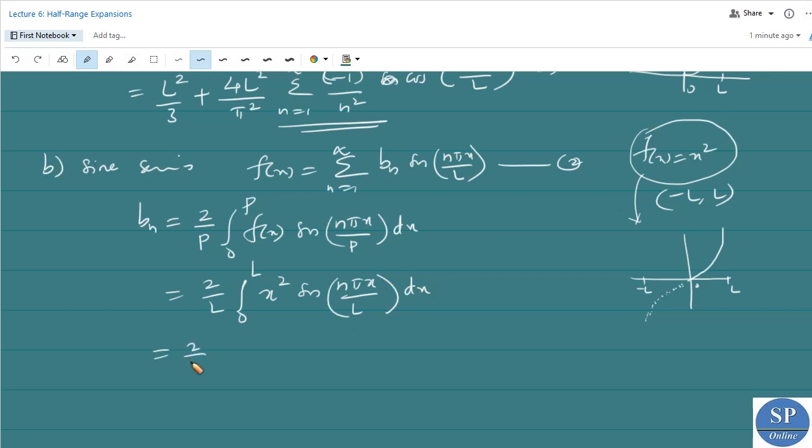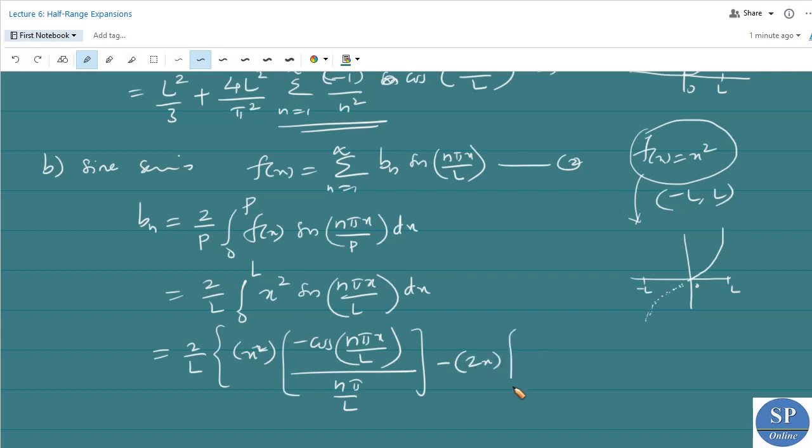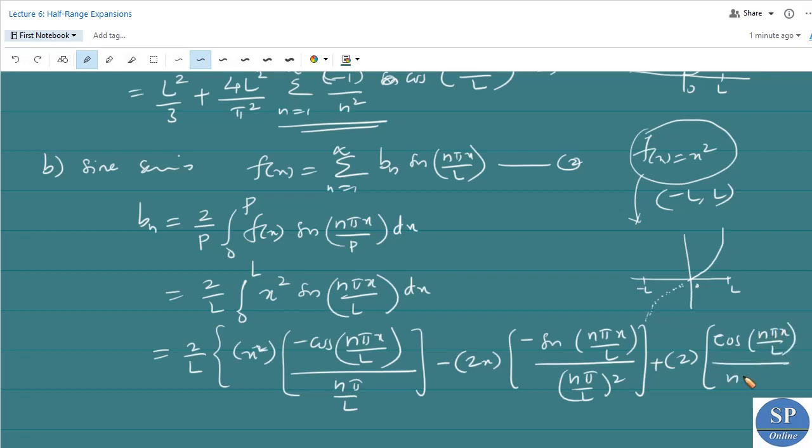So this is equal to 2 by L into first function x square into integral of second, that is minus cos n pi x by L divided by n pi by L, minus derivative of x square, which is 2x, into integral of this bracket, that is minus sine of n pi x by L divided by n pi by L into n pi by L, that is n pi by L whole square, then plus 2, derivative of 2x is 2, into integral of this, that is cos of n pi x by L divided by n pi by L whole cube. So this is from 0 to L.